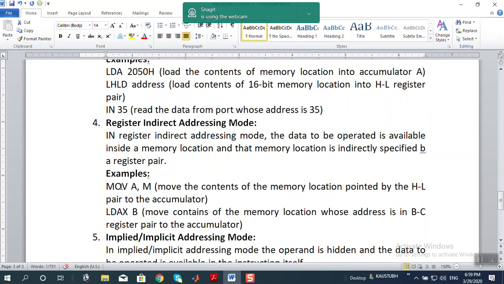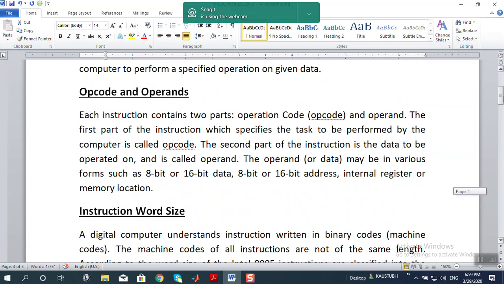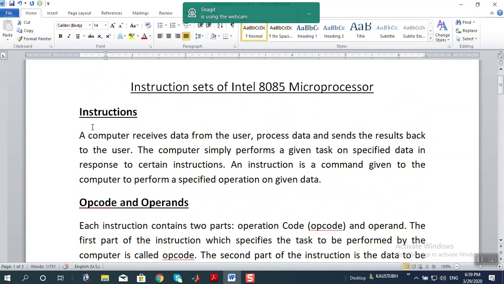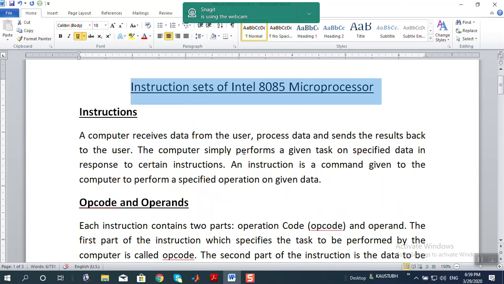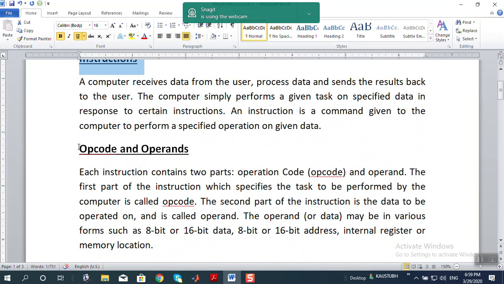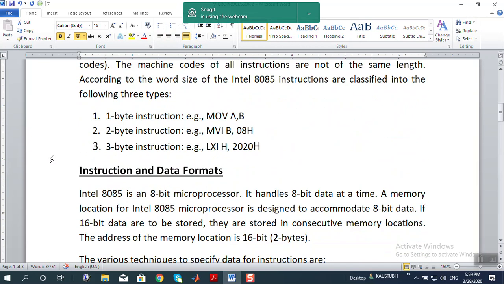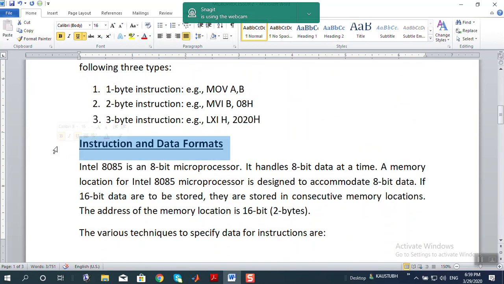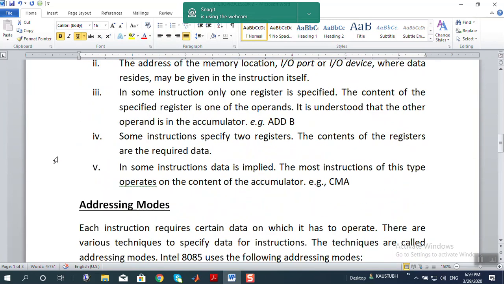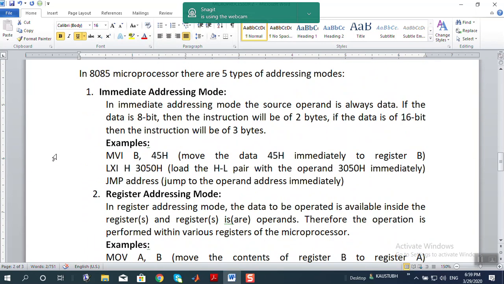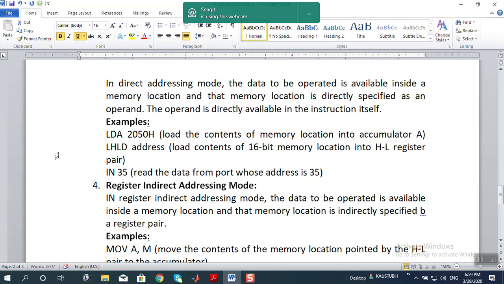Okay. So these are the prerequisite things before starting the instruction set of 8085. What do we mean by instruction? What are opcode and operands? What is the word size of the instruction? Now the data formats of the instructions and addressing modes. Along with that, as I already mentioned in the previous class, the hardware part is not yet finished.